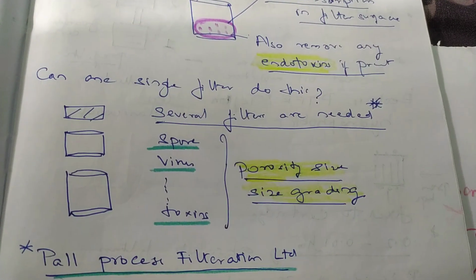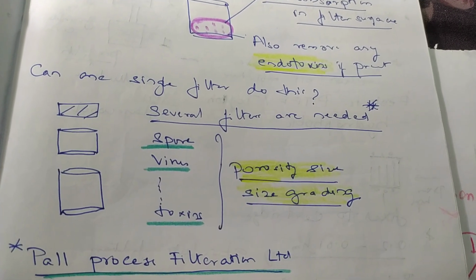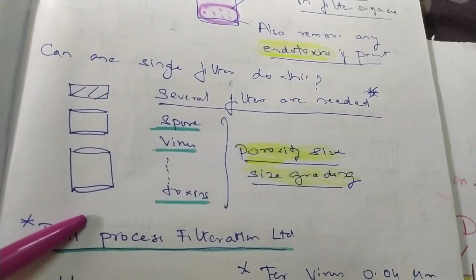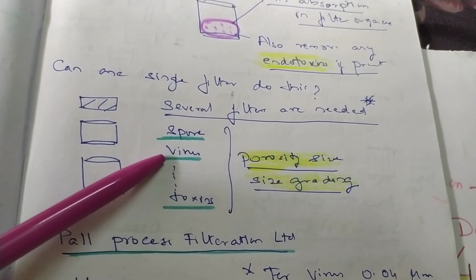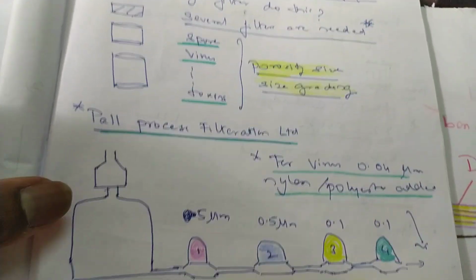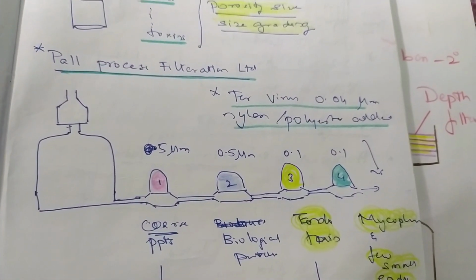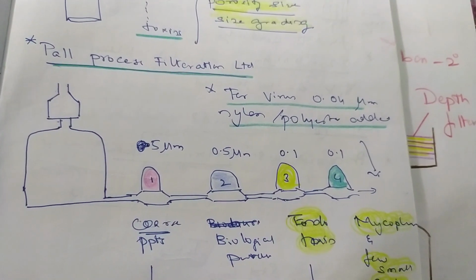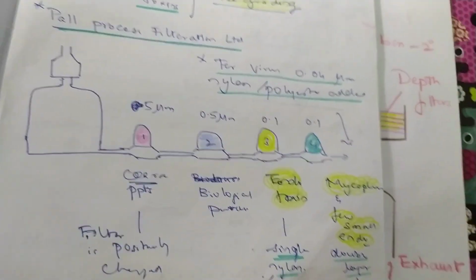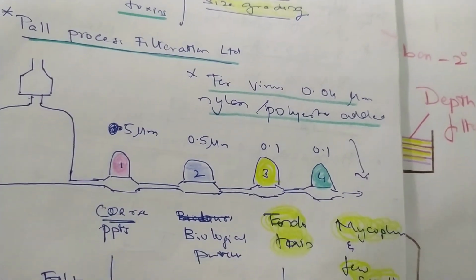Several filters are required. So here you can see that there are different gradings, porosity, size grading filters. You should remove the spores, later on the viruses, later on the toxins. Okay, toxins are very important to be removed. That's what I mean to say. There's one technique called the Pall process filtration. Okay, they have manufactured this process of filtration. So what do you see here? The viruses can be filtered, and even the endotoxins can be filtered.